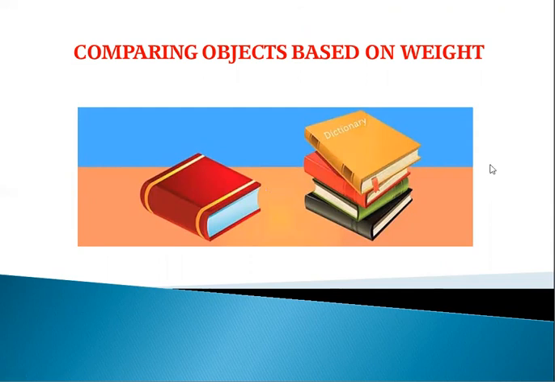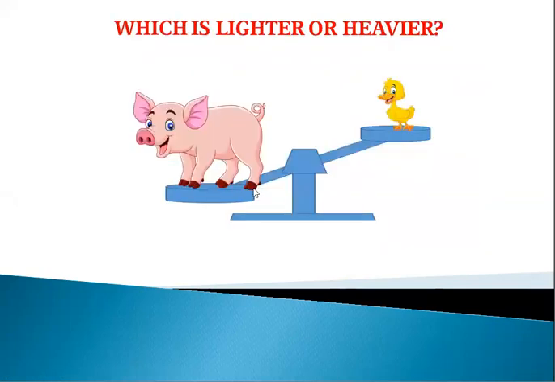So if I'm going to compare these 2 books, I would say this red one, this single book, is light, while these 4 books are heavy. So I'll say these books are heavier than this book. I'll say this book is lighter than these books. So you can see that this will be heavy while this will be light. So I have compared the weight of this set of books and this one book. Do we understand that?